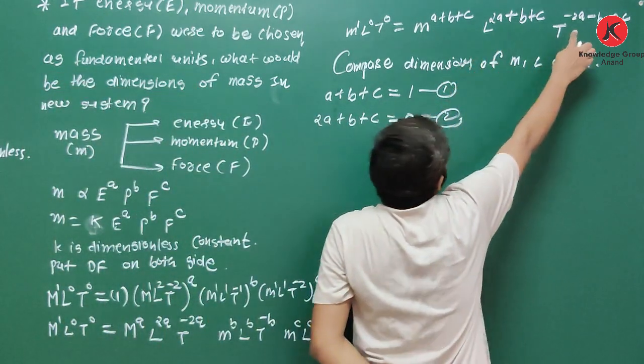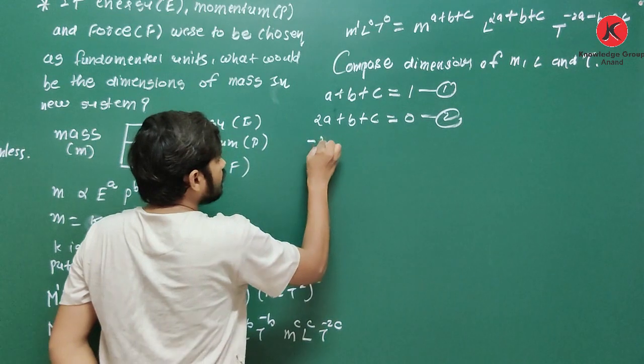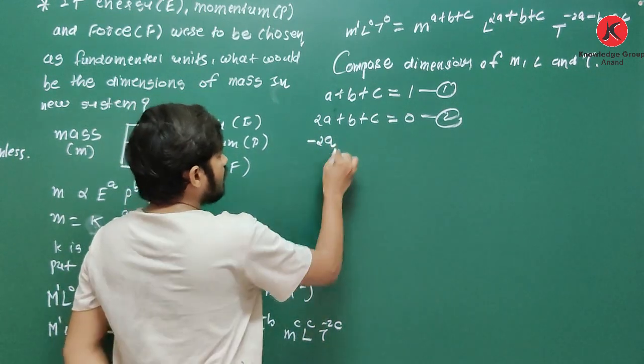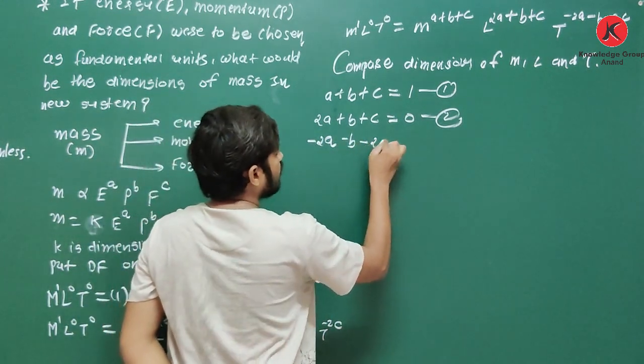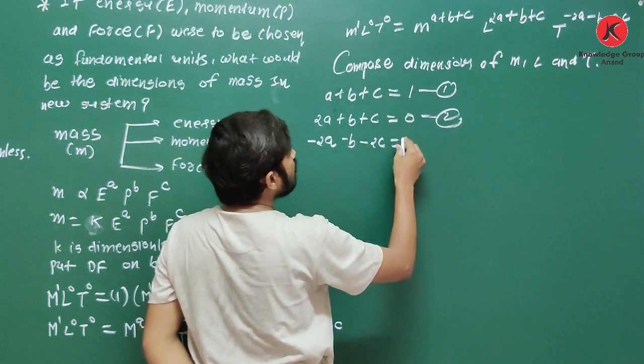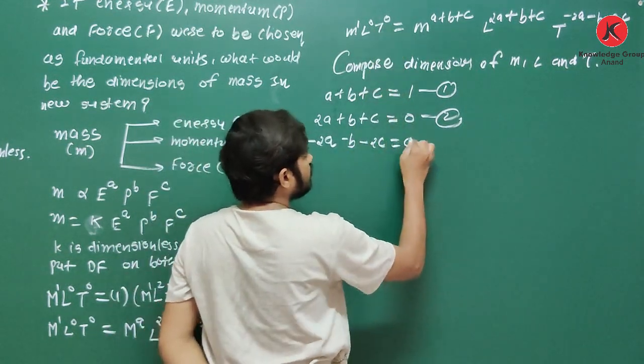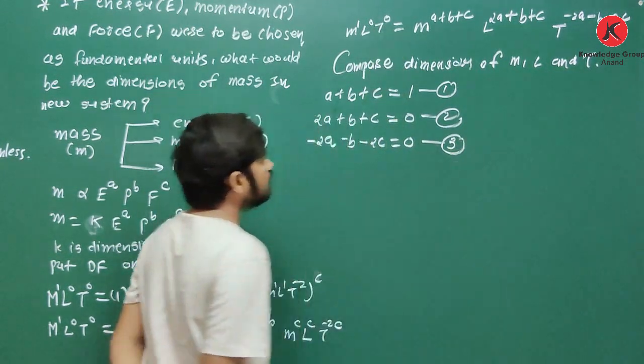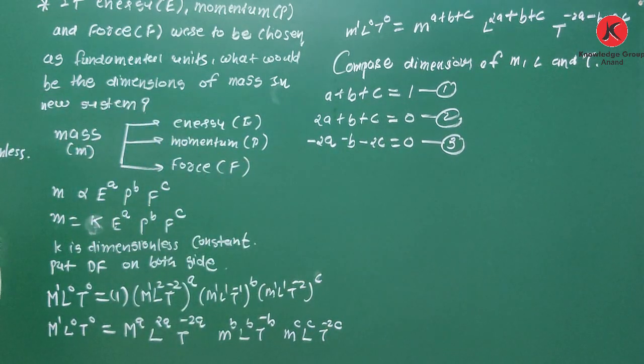Next one, the power of t. Here it is minus 2a minus b minus 2c, which is equal to the power of t on the other side. Here it is 0. So it is equation number 3.